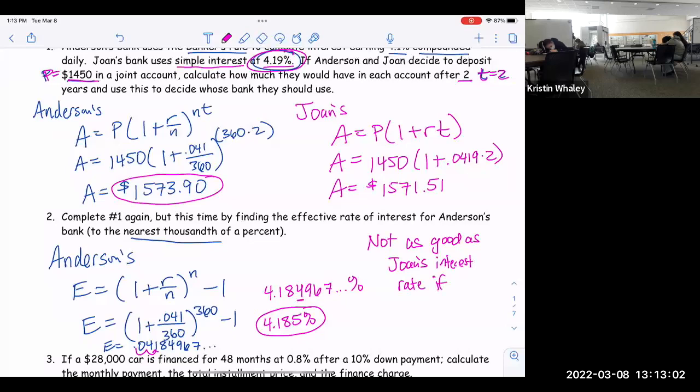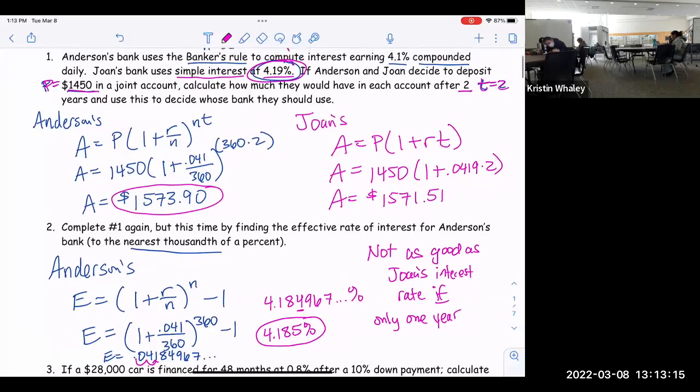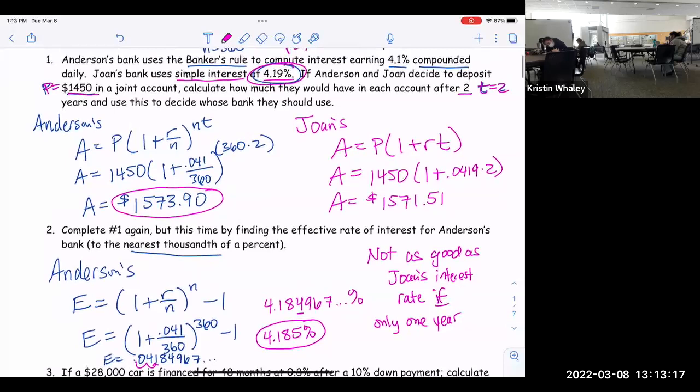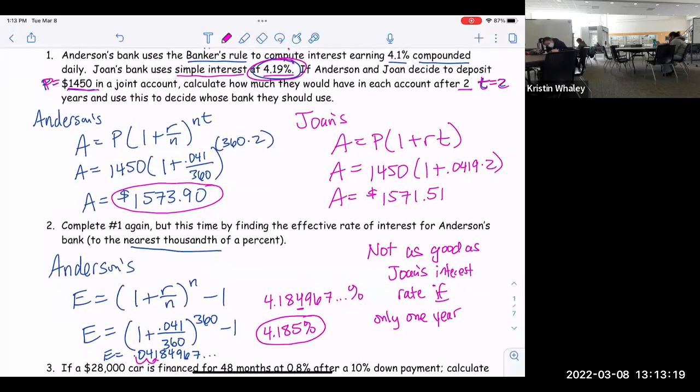That's only if you consider the fact that it's only for 1 year. So anytime we find the effective interest rate, it's just an annual interest rate. So in number 1, we saw that actually over 2 years, Anderson's was the better choice.